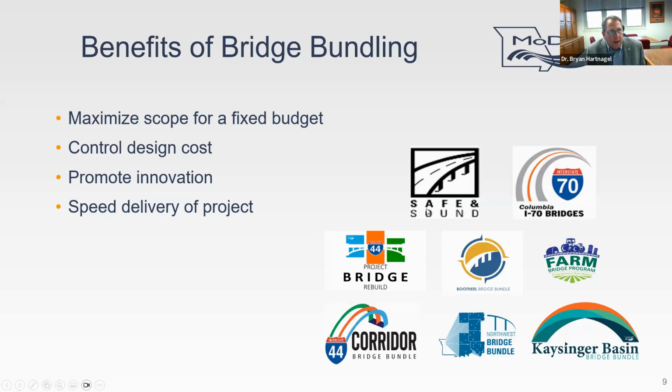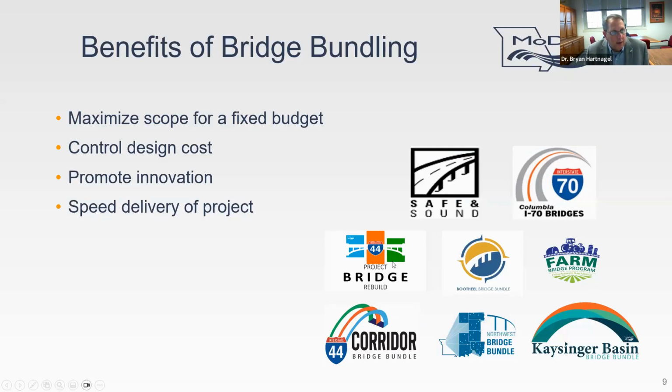So I have the 8 design build bridge bundles that we did. The first one, as I already mentioned, Safe and Sound, 554. The Columbia I-70 bridges, this was a number of bridges over I-70 and on I-70 in Columbia, Missouri. I think there were maybe 10 or 12 bridges there. I-44, this was in the southwest part of the state, the Project Bridge Rebuild. And as Dr. Barker mentioned, Short Span Steel Bridge Alliance, plate arches and so on.